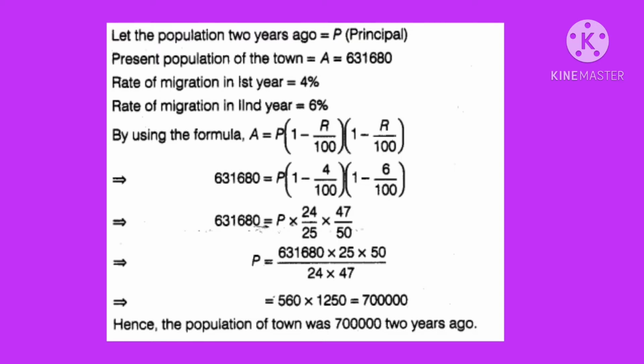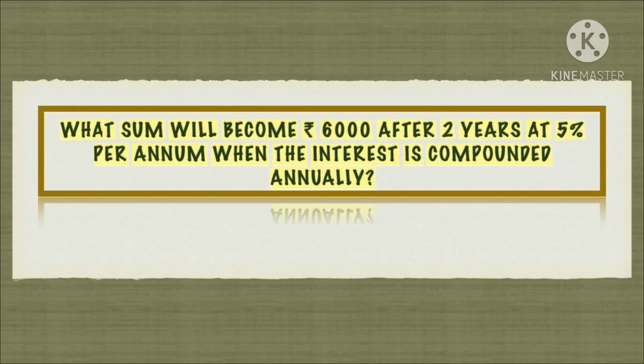So after taking LCM in the bracket and converting it into simplest form, we will get 24 upon 25 in the first bracket and 47 upon 50 in the second bracket. And by shifting the numbers, we will get P is equal to 7 lakh. So the population of the town was 7 lakh 2 years ago.